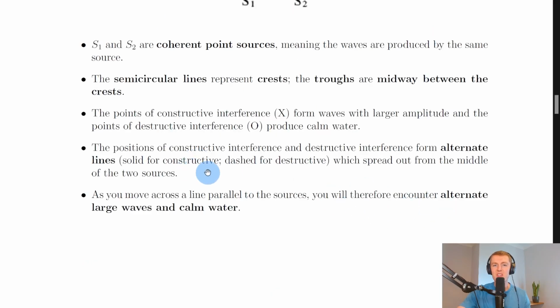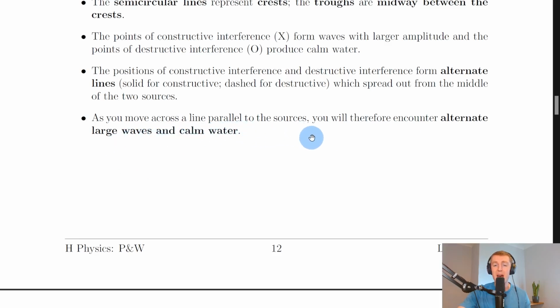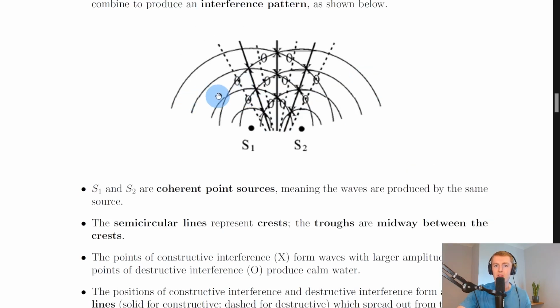It then says the positions of constructive interference and destructive interference form alternate lines, where we're using solid lines for constructive and dashed for destructive in the diagram, which spread out from the middle of the 2 sources. So here's our solid lines, then our dashed lines, then our solid lines, and so on. Lastly, it says as you move across a line parallel to the sources, you will therefore encounter alternate large waves and calm water. So looking at the diagram, if you imagine a straight horizontal line parallel to the 2 sources, as we move from left to right here, we'll have a region of calm water, then a large wave, then another region of calm water, then a large wave, and so on.